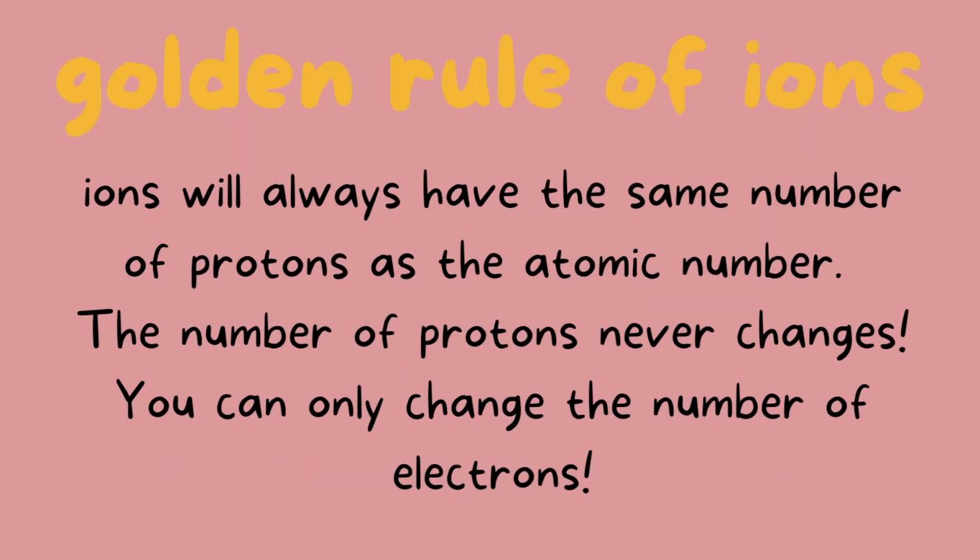The golden rule that you must never forget about ions is ions will always have the same number of protons as the atomic number. In other words, the number of protons never changes. You can only change the number of electrons, because remember in the definition I mentioned, an atom becomes an ion by either gaining or losing electrons. So we're only manipulating the electrons, not the protons.